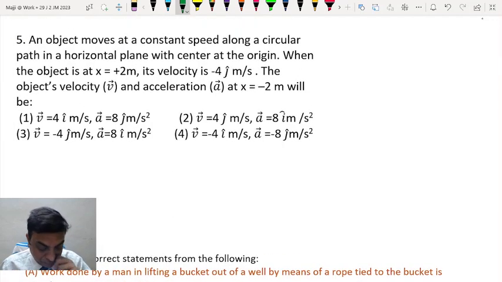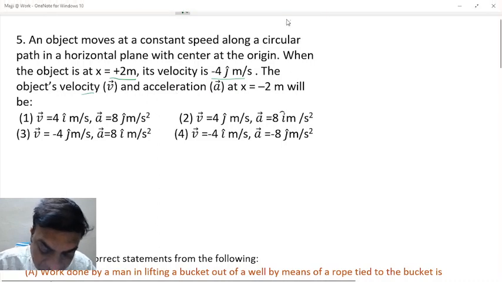You can see an object moves at a constant speed along a circular path in a horizontal plane with center at the origin. The object is at x equal to plus 2 and its velocity is this. The velocity and acceleration of the object have to be found.